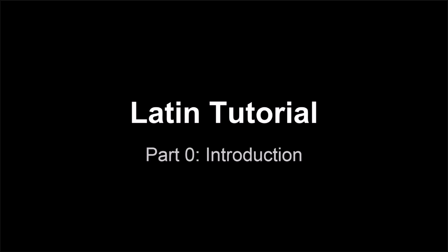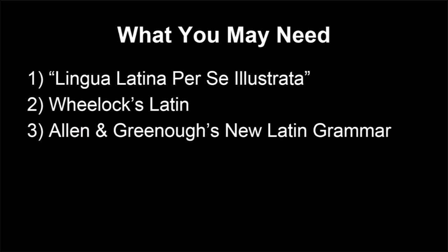But let's go. Here are the things you're going to need. It's the second slide. Also, I'll probably count out the slide numbers because that helps me later on in editing. If that bothers you, you can tell me about that, but I will probably say what slide number it is. So this is the second slide. What you may need: Lingua Latina per se illustrata, Wheelock's Latin, and Alan Greenow's New Latin Grammar. This is not necessarily in order, but Lingua Latina per se illustrata is number 1. You're going to want that the most, which is why we're going to talk about it first.